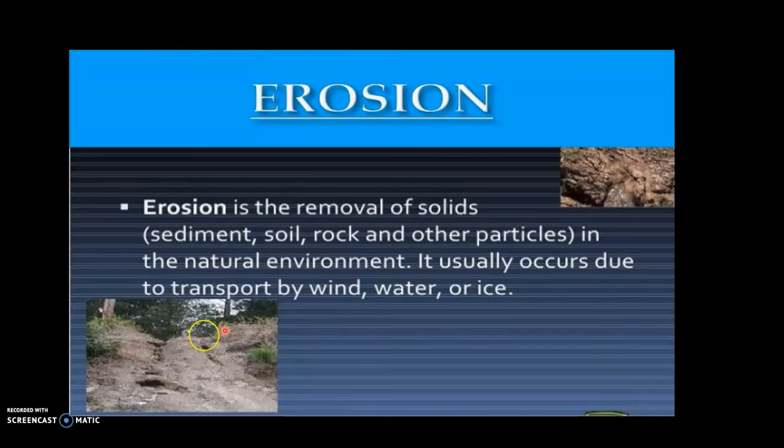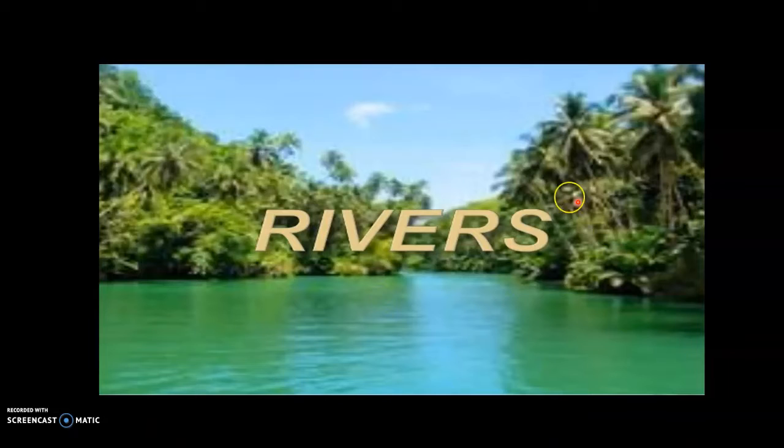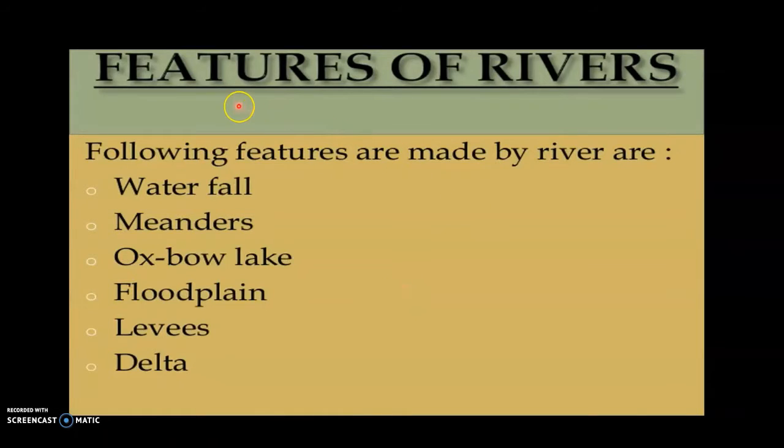This is the picture of erosion. So children, what is this? This is a beautiful river. What are the different features of rivers? Waterfall, meanders, oxbow lake, floodplain, levees, delta. Once more, these are the features of rivers: waterfall, meanders, oxbow lakes, floodplain, levees, and delta.